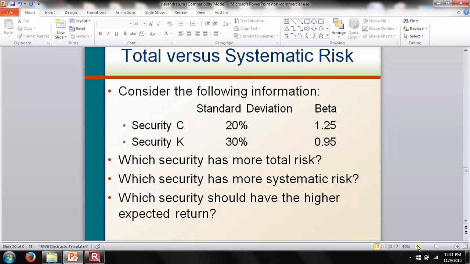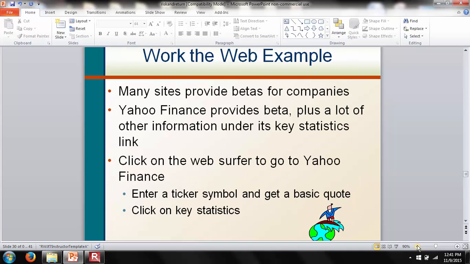For security C, the standard deviation is 20%, the beta is 1.25. For security K, it's 30%, and the beta is 0.95. So which security has more total risk? The total risk is given by the standard deviation, and that is for K. Which security has more systematic risk? That is given by the beta, and security C has more systematic risk. And which security should have the higher expected return? What we are saying is that the only risk that matters is the market risk, which is for security C, and that should have the higher expected return.